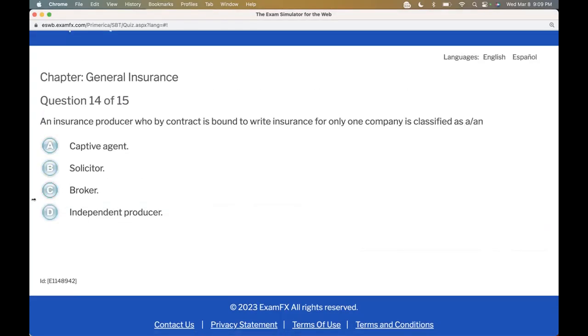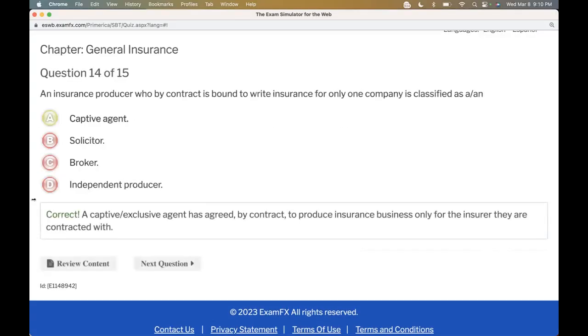An insurance producer who by contract is bound to write insurance for only one company is classified as... one company. C. A captive agent. Oh, it's A. I was looking at that too. But you know what? In the test, they interchange captive and exclusive agent. So just be careful with that. Captive and exclusive, same thing on the test. Got it. Okay.